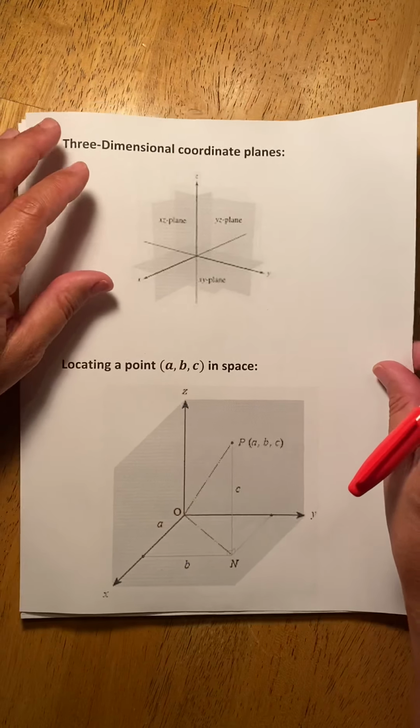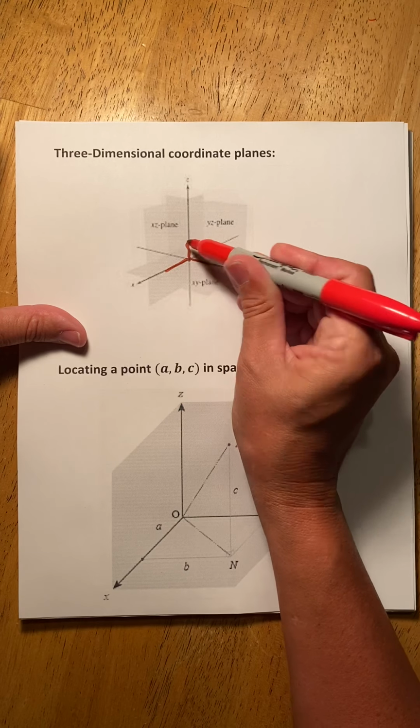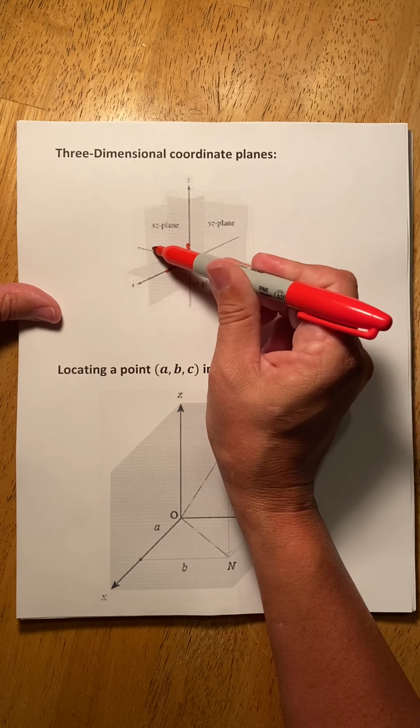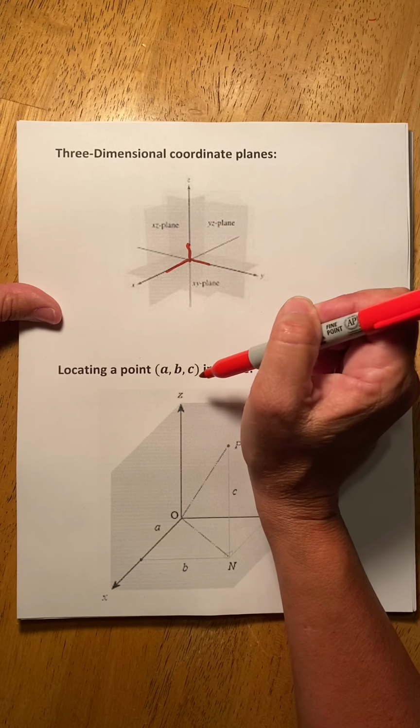In 2 dimensions, we only have 1 plane. We have the xy plane. In 3 dimensions, we actually have 3 planes. So imagine this was a room, and this was the corner of the room, and we're standing in this room right here. If we went to the left a little bit, we'd be in the next room. If we went through the wall, we'd be in the right room, and this would be the room below us.